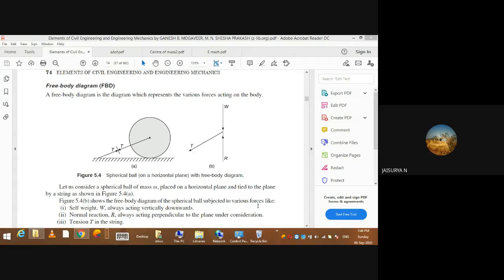Okay. Nisarga, free body diagram. What does it mean? It represents the forces. Also, the weight we consider in the vertical direction. Okay.